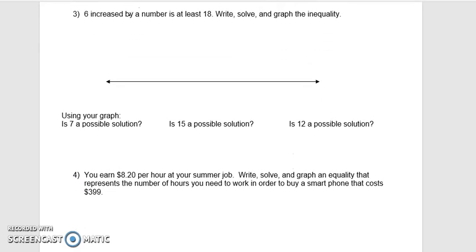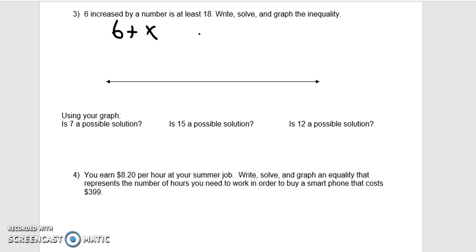All right, so let's see here. We got 6 increased by a number is at least 18. So 6 plus a number, I don't know what it is, so we'll call it x, is at least 18. At least 18. So could it be 18? Yes, it can. Could it be smaller than 18? No, because it needs to be at least.